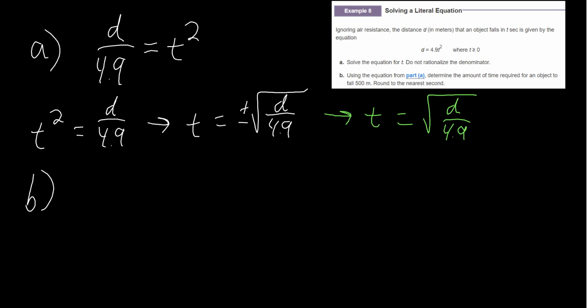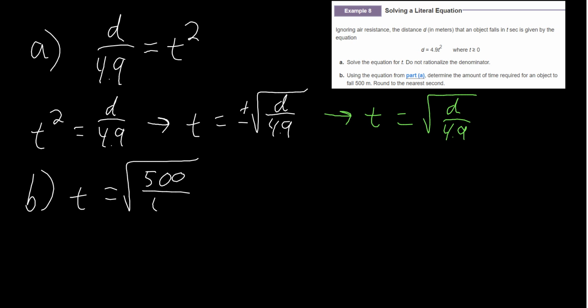Anyways, using the equation for part A, determine the amount of time required for an object to fall 500 meters, round to the nearest second. Okay, so all we have to do here is simply put in 500 for d. So we're going to have t is equal to the square root of 500, that's the distance, 500 meters over 4.9.